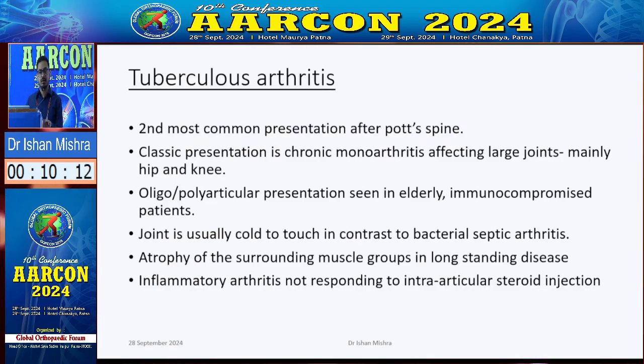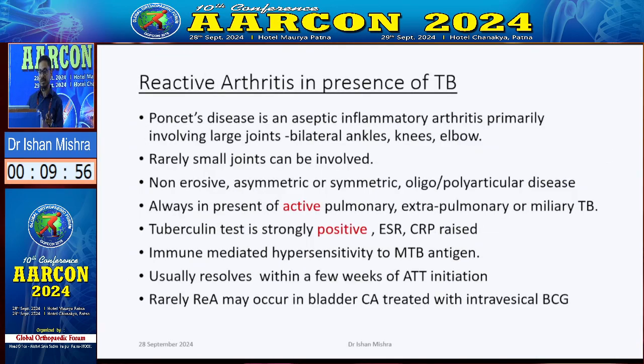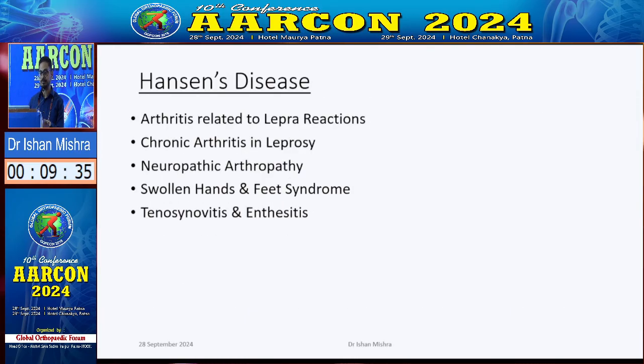Tubercular arthritis, usually the first differential of orthopedicians sometimes. We do not miss it, you do not miss it. The second most common presentation after Pott's spine. Usually it is a monoarthritis, but there is a variant which is reactive arthritis variant. It is called Poncet's disease. It will present with ankle arthritis, usually ankle and other large joints, and it is usually non-erosive, always present in the presence of active pulmonary TB or extrapulmonary TB, and usually it resolves after a few weeks of initiation of ATT.